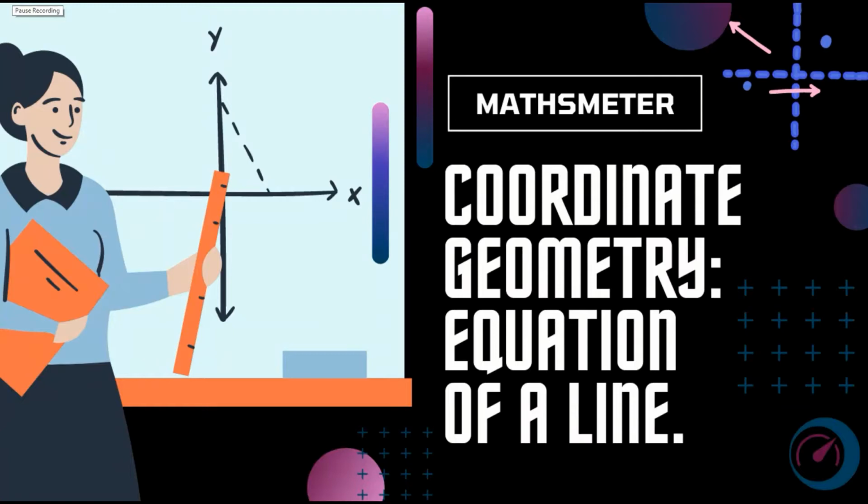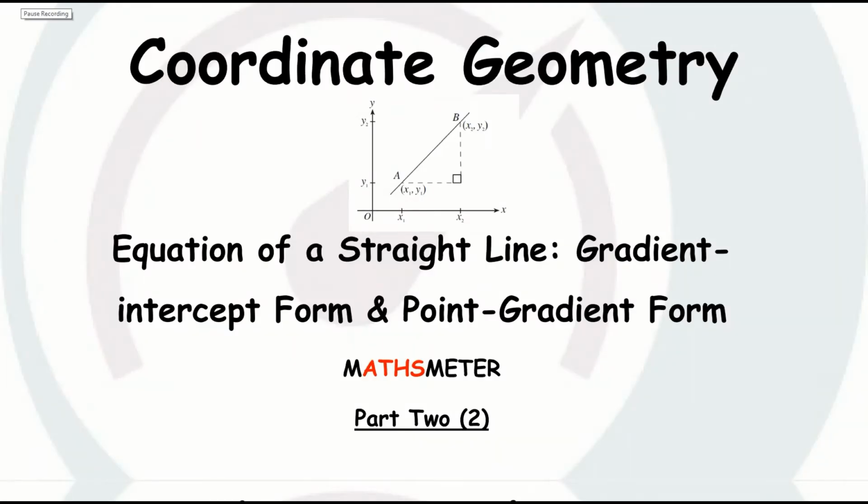Welcome back to our second video on coordinate geometry. In this video today, we're going to look at the equation of a straight line, looking at the gradient-intercept form, and we'll also manipulate the point-gradient form to put our equation in what we call the gradient-intercept form or the slope-intercept form.